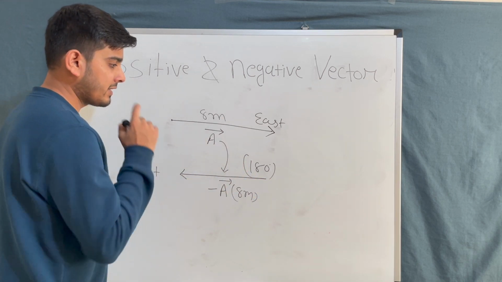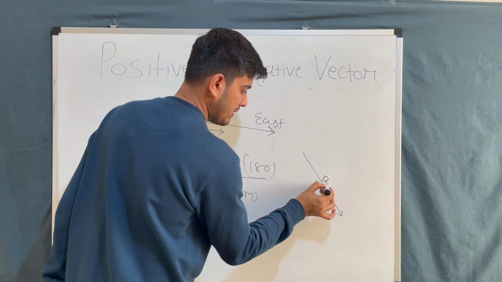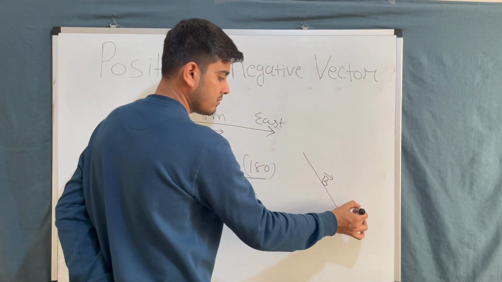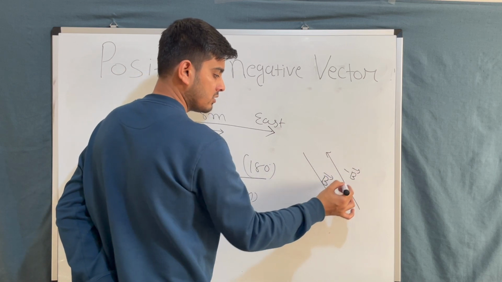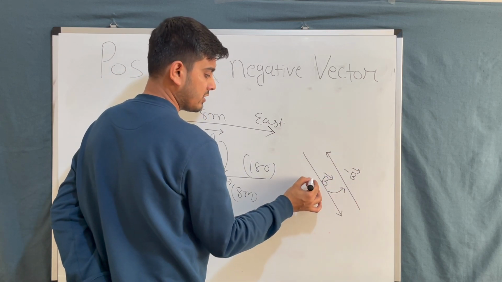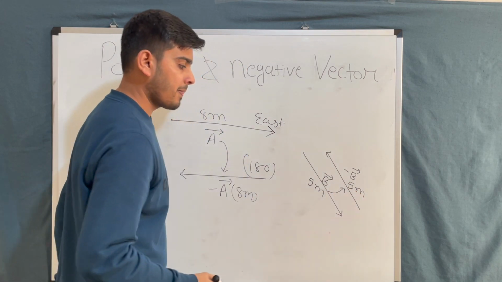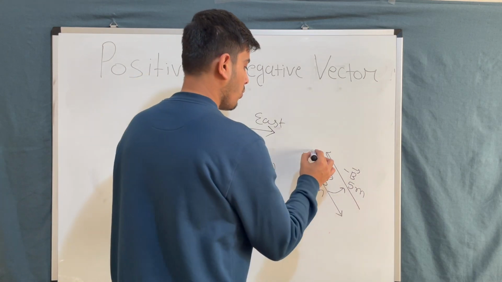Let me take one more example. Vector B. We have vector B over here. Then what will be the negative of vector B? This will be your negative vector B. Same magnitude. Let's say this one is 5 meter, then this will also be 5 meter. And the angle between positive and negative vector B will be 180 degree.